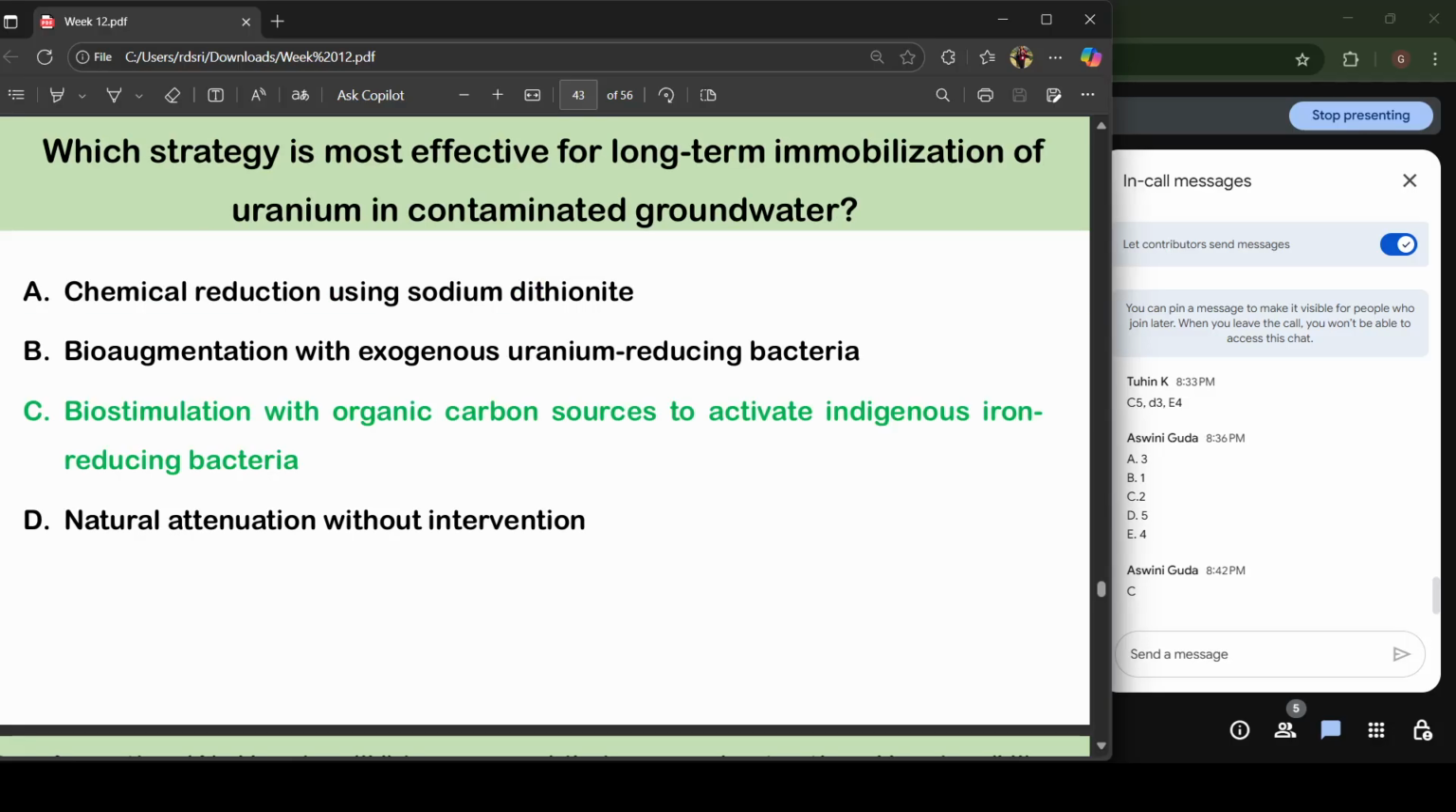Exactly. So, biostimulation with organic carbon sources to activate indigenous iron reducing bacteria is the effective strategy for long term immobilization of uranium. So, chemical reduction is not a long term solution because it involves a lot of cost and again secondary uptake, and all this is going to be costly.